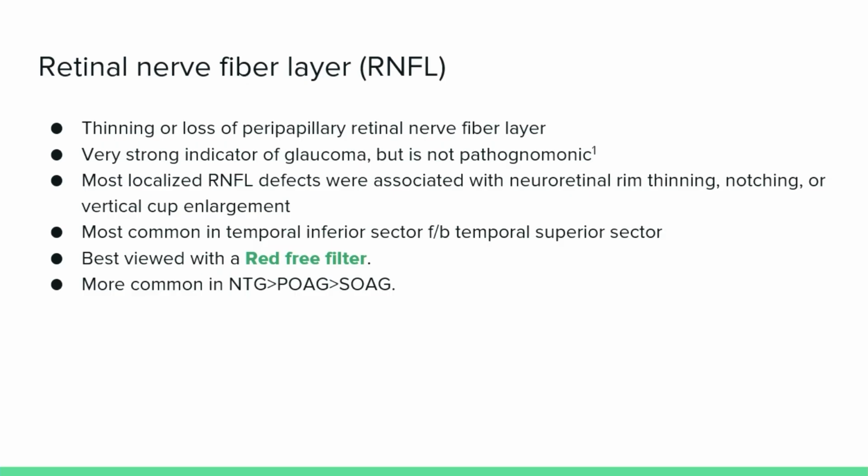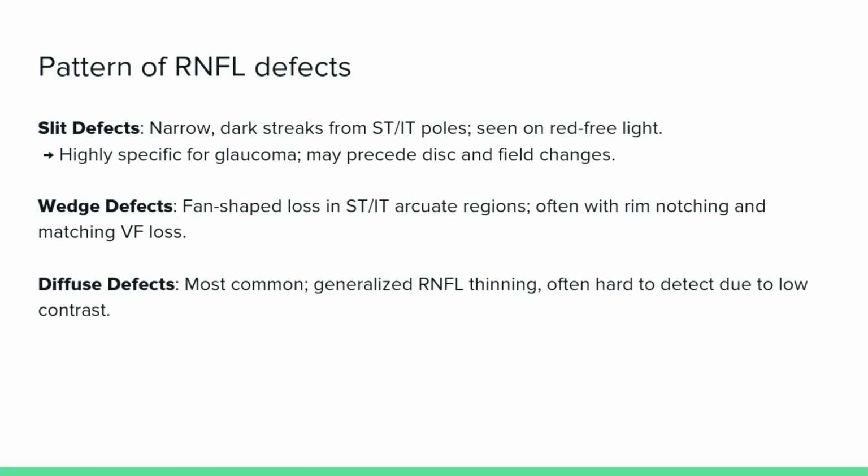Most localized RNFL defects are associated with neuroretinal rim thinning, notching, or vertical cup enlargement. It is more common in the temporal inferior sector, followed by the temporal superior sector. It is best viewed with the red-free filter, and it is more common in normotensive glaucoma than primary open angle, and more than secondary open angle. Now, the patterns of RNFL defects: there are 3 types of defects.